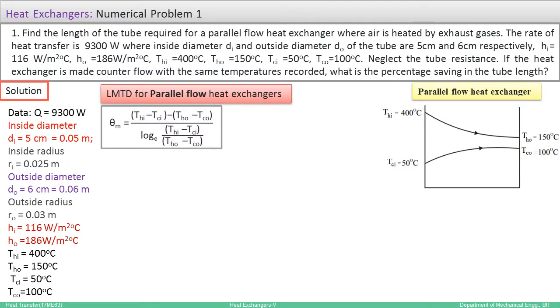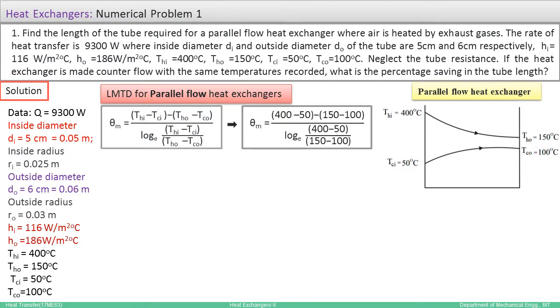So LMTD for a parallel flow heat exchanger is given by theta m is equal to (Thi minus Tci) minus (Tho minus Tco) divided by logarithm to the base e of (Thi minus Tci) divided by (Tho minus Tco). Since we know all these temperature values, we can substitute them in the equation for theta m for parallel flow and obtain LMTD value for parallel flow as 154 degree Celsius.